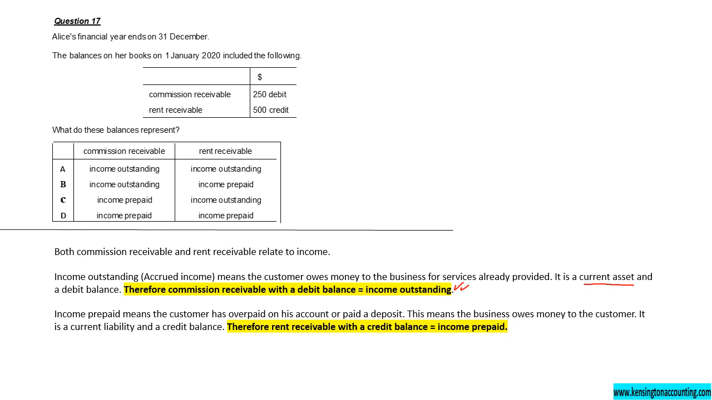Income prepaid means a customer has overpaid or paid a deposit. This money is owed by the business; the business owes the money to the customer. It is a liability and a credit balance. Therefore, rent receivable with a credit balance is equivalent to income prepaid. So here we're talking income outstanding, and for the rent we're talking income prepaid. Therefore, the correct answer is B.